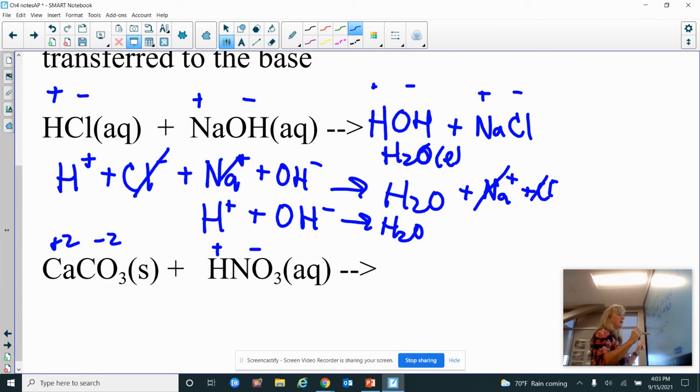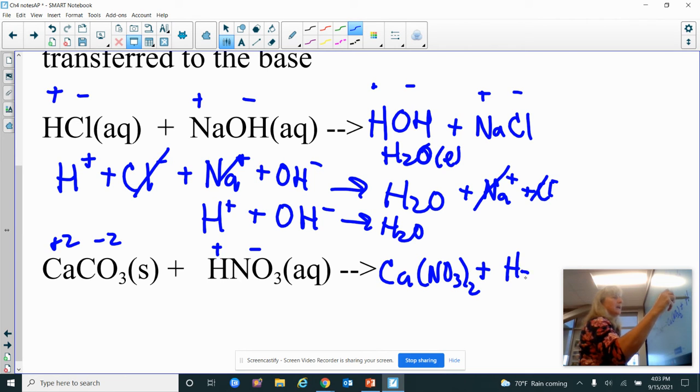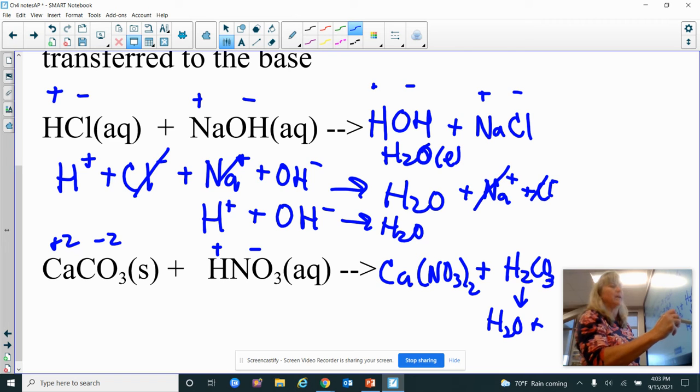But I'm going to have the calcium nitrate formed, and I'm going to get H2CO3 formed. So I'm not going to get water in this one. I'm going to get carbonic acid. However, carbonic acid immediately breaks down to form water and CO2.